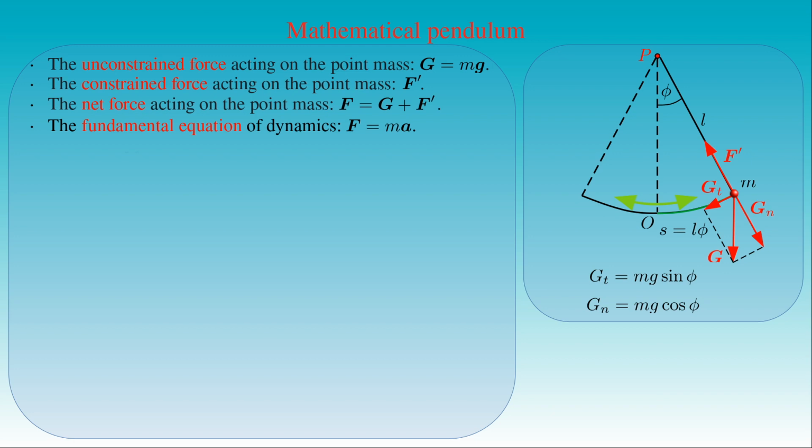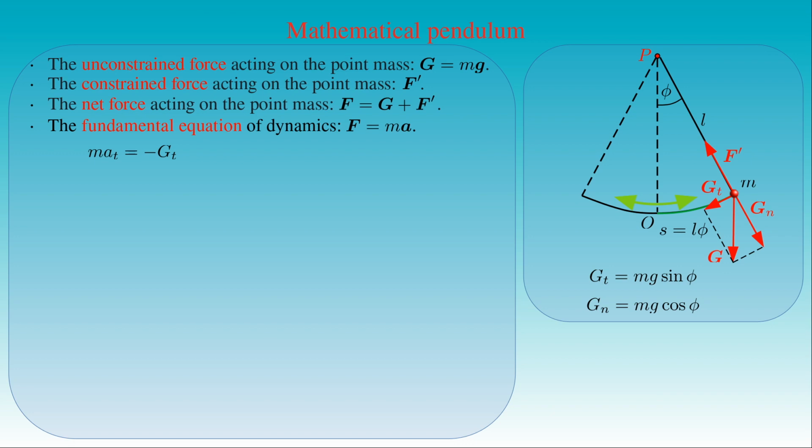For the tangential direction we can write that the mass m times the magnitude of the tangential component of the acceleration a is equal to the magnitude of the tangential component of the net force F, which is equal to minus the magnitude of the tangential component of the weight G. The minus sign indicates that the tangential component of the weight G points in the opposite direction to the tangent to the path of the bob moving from its equilibrium position O to its turning point on the right-hand side.